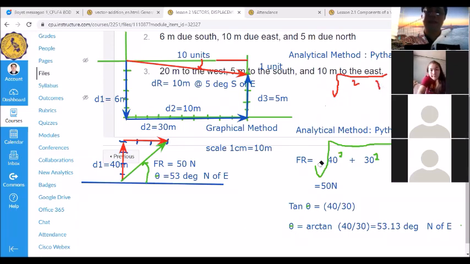So where are we? Again, this is our DR. And how much is our DR again? It's the square root of 10 squared plus 1 squared, no?